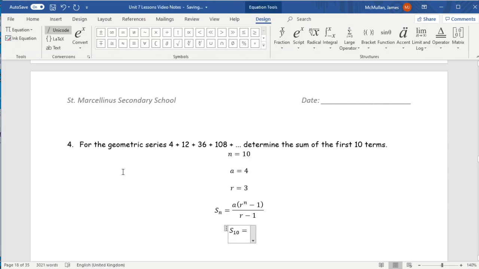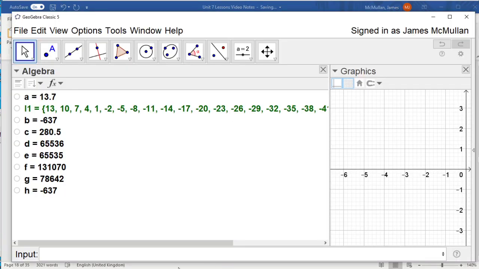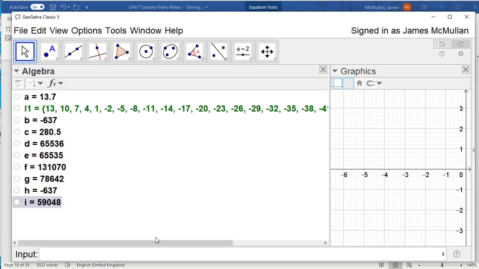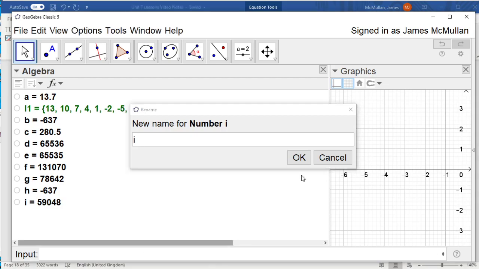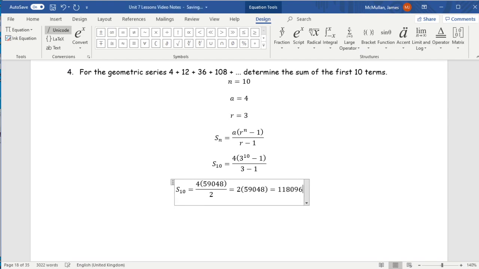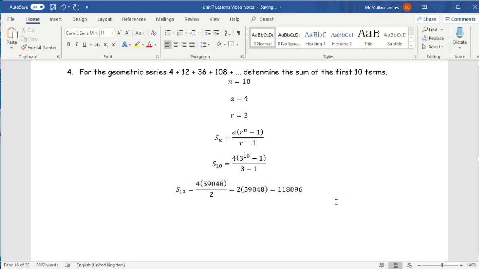S10 would equal 4 times (3 to the power of 10 minus 1) divided by (3 minus 1). So what's 3 to the 10 minus 1? It's 59048. 59048 over 2, which is 2 times 59048, which is 118096. Okay, that's what I'm saying the first 10 terms would add up to.